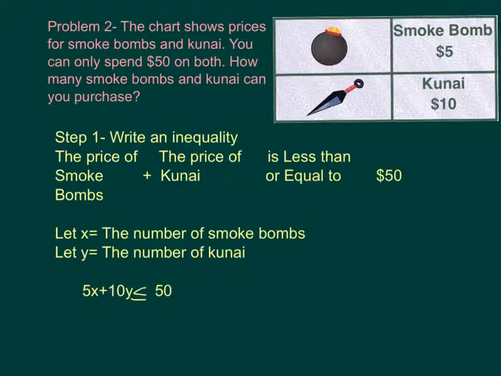Our first step is to write an inequality describing this situation. We know that the price of smoke bombs plus the price of kunai has to be less than or equal to our budget of $50. For the inequality, we will let x equal the number of smoke bombs and y equal the number of kunai. This information, put together, gives us 5x plus 10y is less than or equal to 50. This is because 5 times x gives us the cost of x smoke bombs, plus 10 times y, which gives us the cost of y kunai, must be less than or equal to $50, our budget.